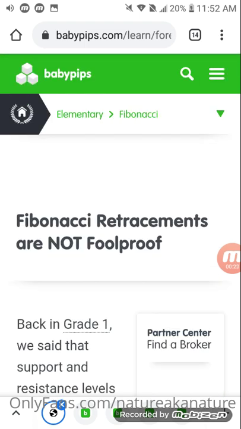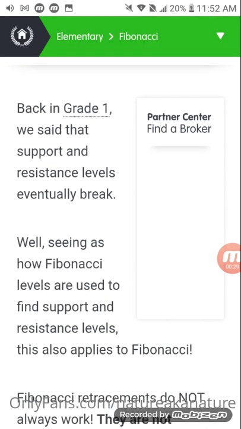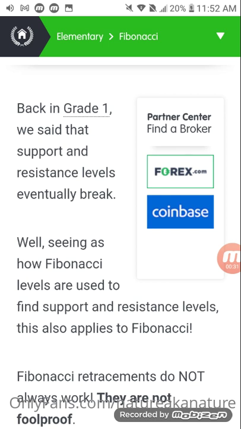Alright, so Fibonacci retracements are not foolproof. Back in grade 1, we talked about support and resistance levels eventually breaking. And we'll see how Fibonacci levels are used in the same scenario. While we've seen how Fibonacci levels are used to find support and resistance levels, this also applies to Fibonacci.